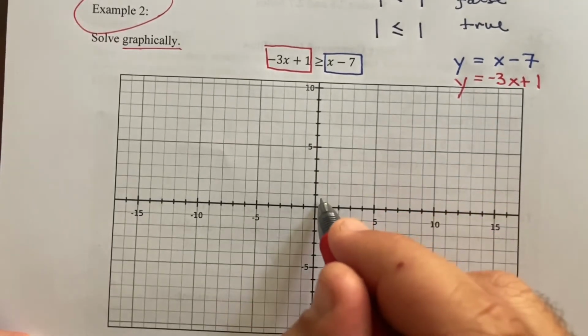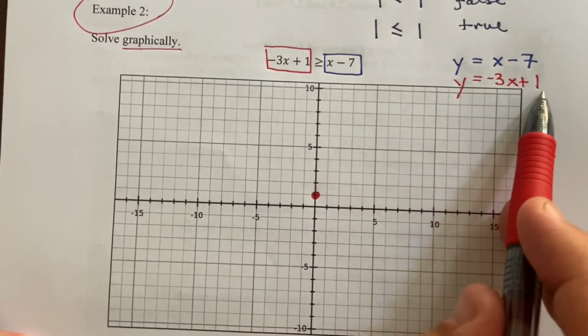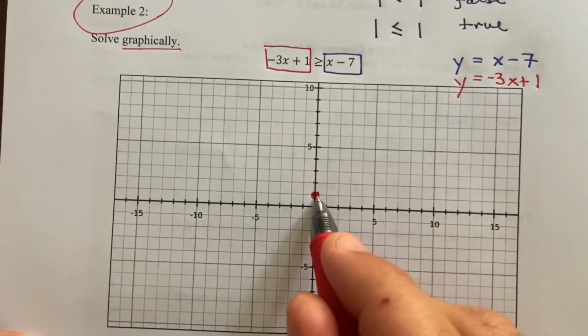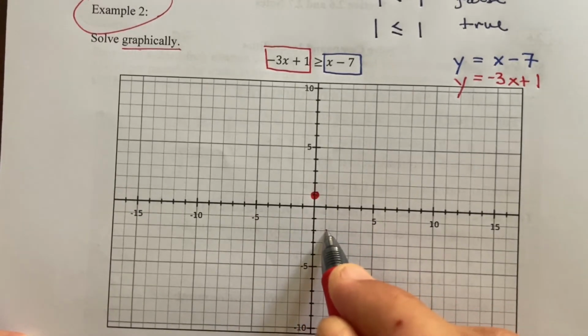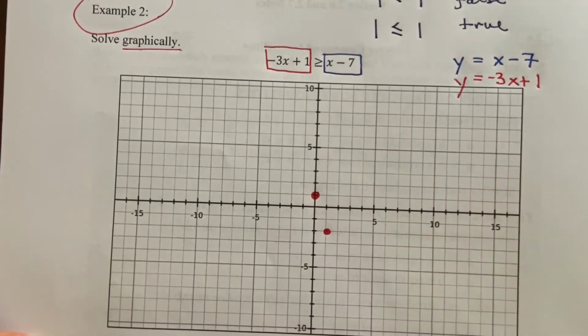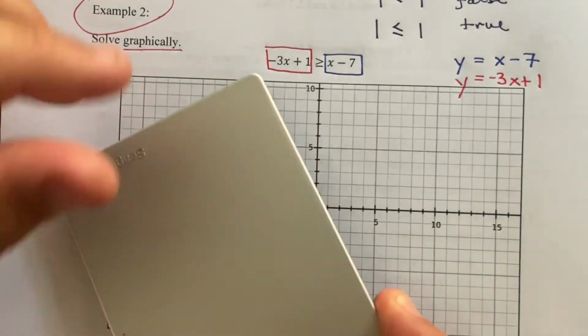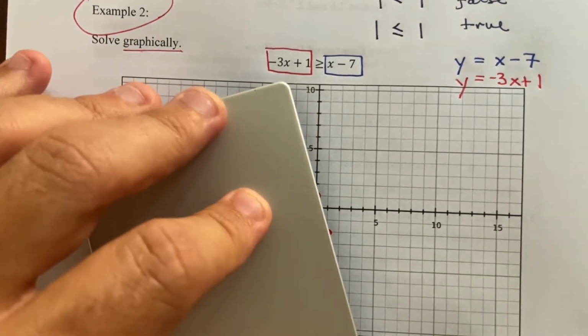You can use the slope-intercept form. So the y-intercept is sitting right here at 1. And then from there you can use the slope. So down 3, 1, 2, 3, and over 1. Right? So this line in red would be the piece on the left.